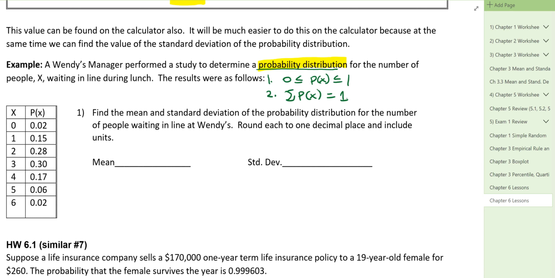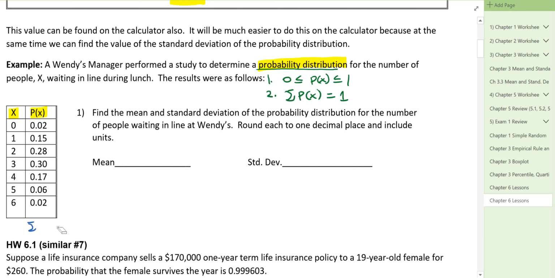Note that we have a distribution here. This is my x, this is my p of x. If I add them up, my summation of p of x is going to give me 1, meaning that if I add 0.02 plus 0.15, all the way up to the last one with 0.02, you will get 1. And each probability here is greater than or equal to 0, and also less than 1. So this is a probability distribution.